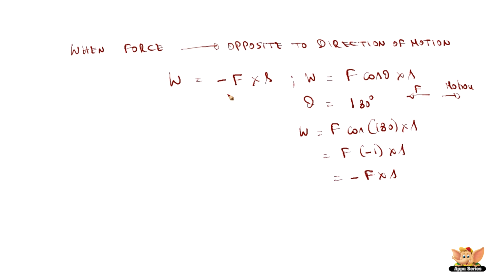So it's obvious that the work done by the force in this case, where force and motion are in opposite directions, is negative. W is minus F into S when both the directions are opposing. That means theta is 180 degrees.